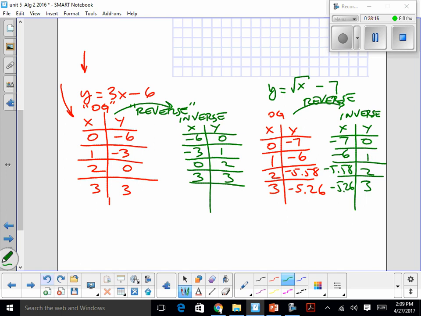All right, pause. We're about to leave this. Any questions about finding the inverse when given a table?